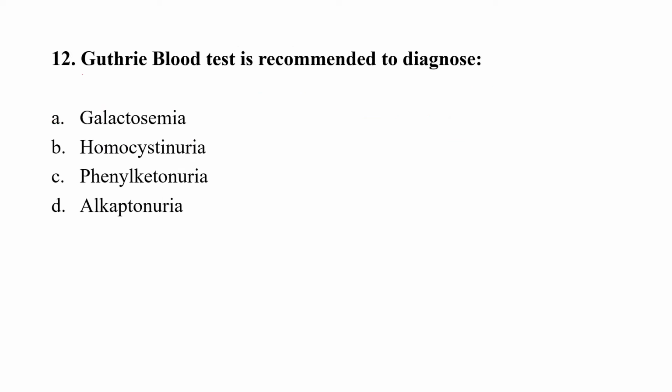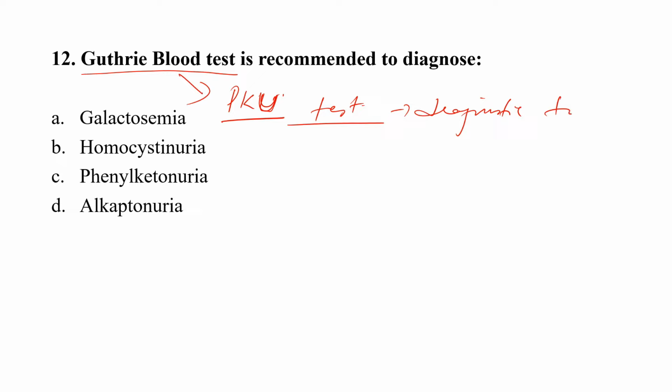Question number 12. Guthrie blood test is recommended to diagnose: option A, galactosemia; option B, homocystinuria; option C, phenylketonuria; option D, alkaptonuria. And what is this Guthrie blood test? It is also known as the PKU test, for phenylketonuria. It is a diagnostic tool to diagnose infants for phenylketonuria. So the correct option here is option C, which is phenylketonuria. Guthrie blood test is recommended to diagnose phenylketonuria.